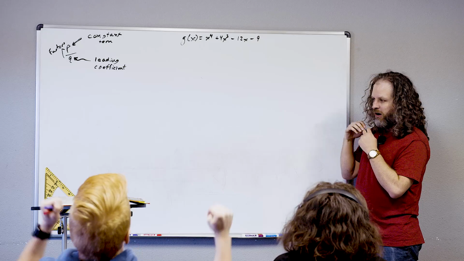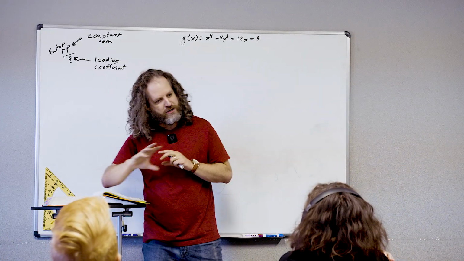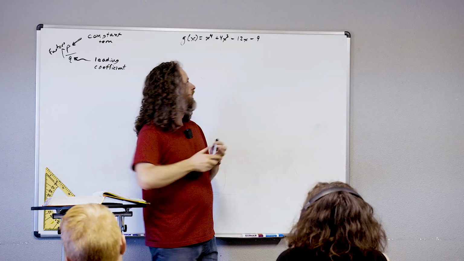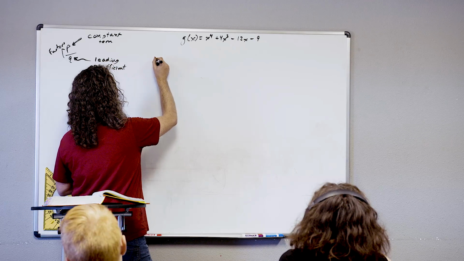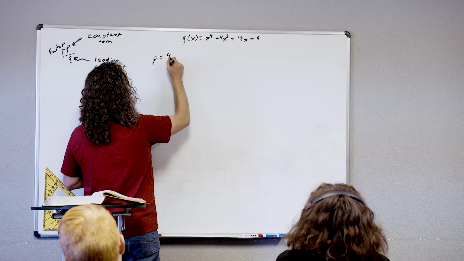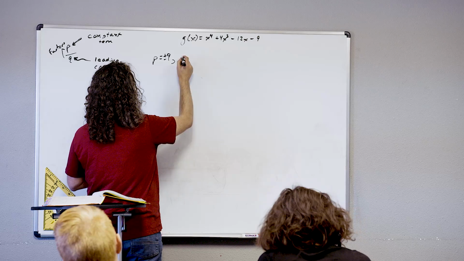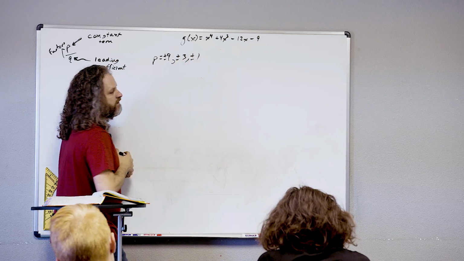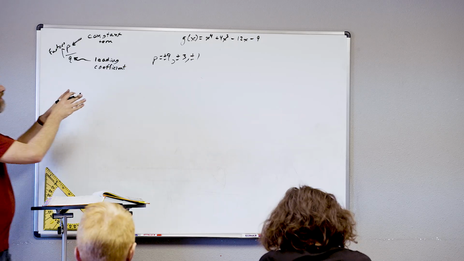All of the P's and all of the Q's and all of the P over Q's are always going to be plus or minus. So it's plus or minus this, plus or minus that. In this case, what are the possible factors of 9? I'm going to list all of these as plus or minus: plus or minus 9, plus or minus 3, and plus or minus 1. Good, those are all the factors of 9.